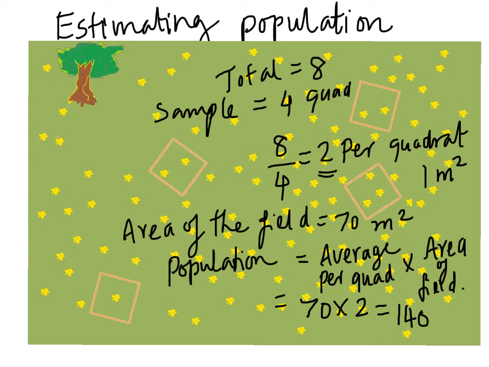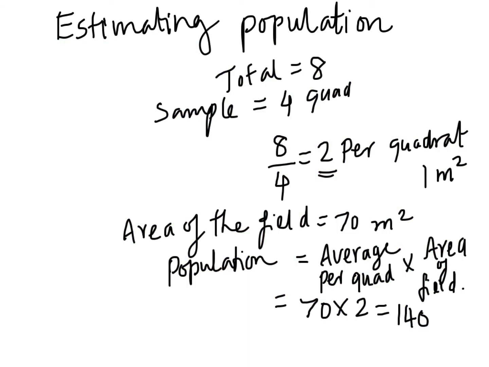Okay, I'm going to run through that again. We had a total of 8 daisies in the 4 quadrats that we used. So the average per quadrat is 2, and the area of the field is 70 meters square. So what that means is you should be able to fit 70 of the quadrats in that field. And so the population is the average per quadrat, which is 2, times the area of the field. The area of the field in our case is 70. So 70 times 2 is 140.